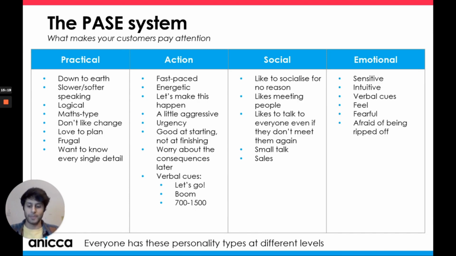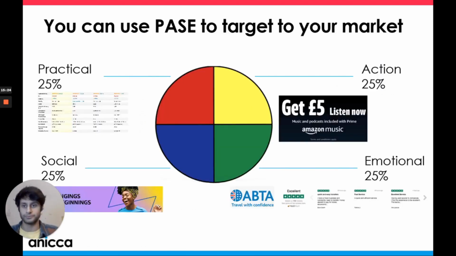So everyone has this in different levels, and it's just a really easy way of giving a personality profile to your audience. So you can use the PASE system to target your market. For example, let's just say this is your audience that you're trying to sell to, and 25% of them are practical, 25% action, 25% social, 25% emotional.